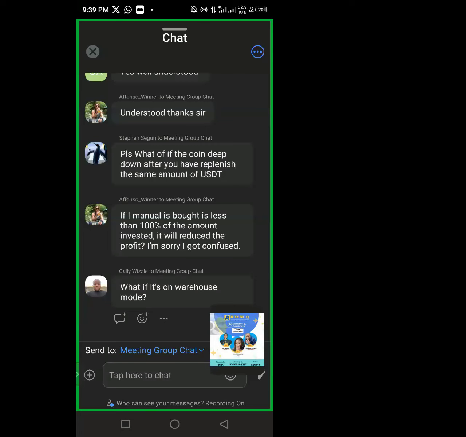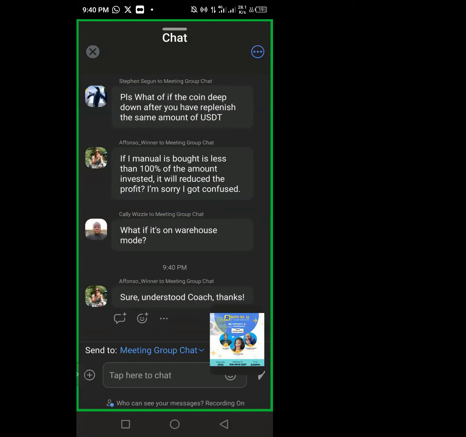If your floating loss is minus 20% and you don't use 100% of your USDT to do manual replenishment, that 20% will not reduce to 10%. It's only when you use 100% to do manual replenishment that your floating loss will reduce by 50%. You understand? So if you don't use 100%, you will not achieve 50%. So that is it. So what if it's on warehouse mode?